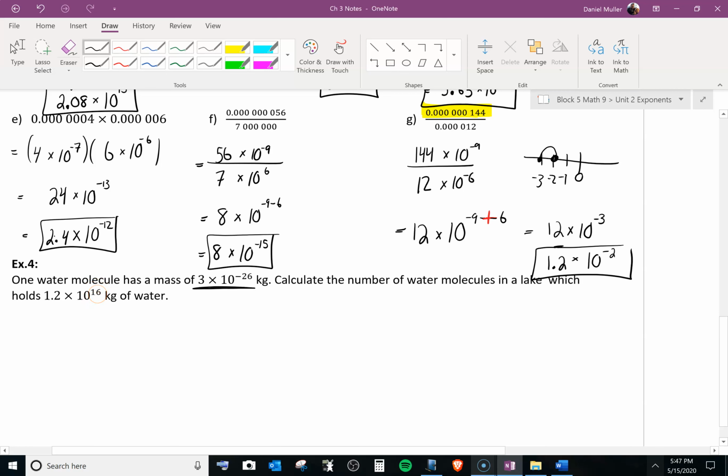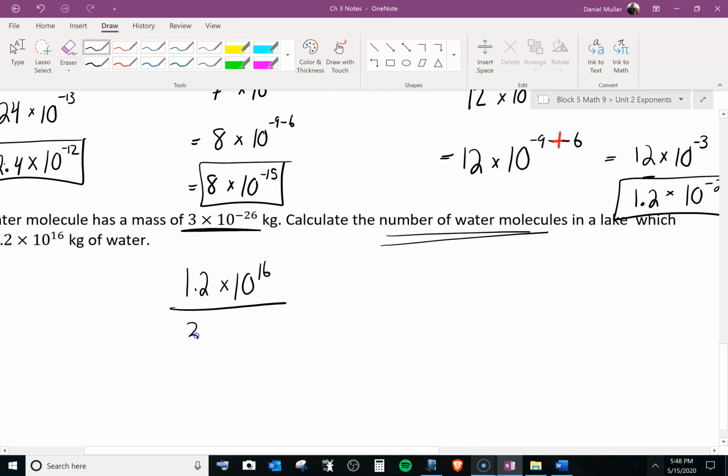So we want to know how many water molecules are in the lake. So we've got a lake. It's 1.2 times 10 to the 16. That's how big it is. And we want to divide that by 3 times 10 to the negative 26, the mass of every molecule, and then that will find out how many we can actually fit in. So we've got this huge lake, and we're dividing it up into a bunch of little groups to see how many we can actually fit in.